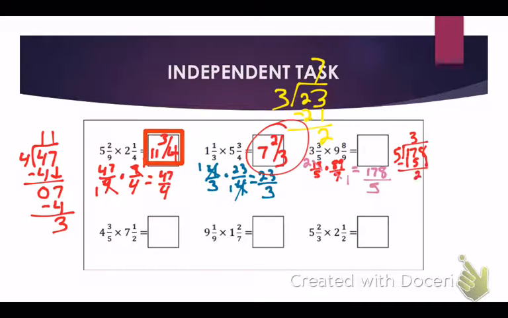Subtract, we get 2. Bring down, we get 8. 5 goes into 28 5 times. 5 times 5 is 25. We subtract, we get 3 left over. Our answer is 35 and 3/5. Put that inside the box. That's your answer. Thank you. 35 and 3/5. I know it looks a little sloppy. Let's move on to the last 3.